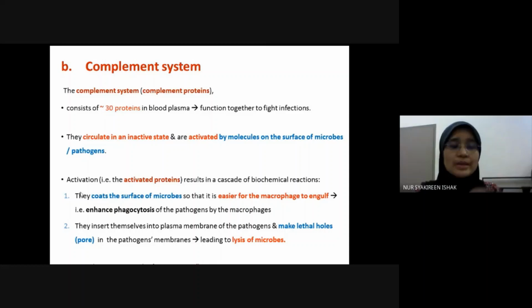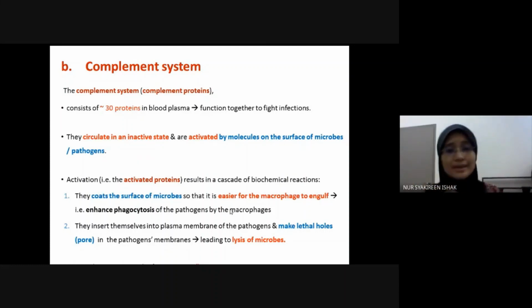Okay, so once the complement system is activated, they will coat the surface of the microbes so that it is easier for the macrophage to engulf, therefore enhancing phagocytosis of the pathogen by the macrophage. So basically, bila protein ni dah salut surface microbe tu, dia akan menjadikan microbe tu inactive, tak boleh bergerak. So bila dia tak boleh bergerak, senanglah macrophage datang and then engulf.